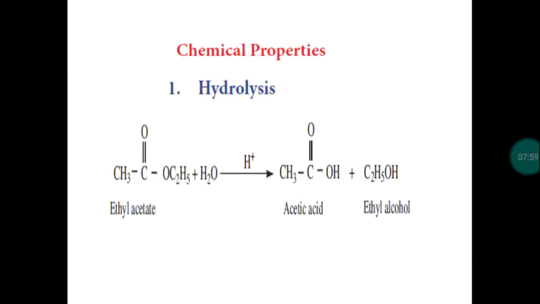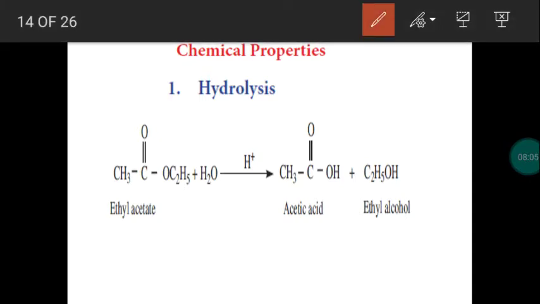Then chemical properties of esters. Hydrolysis of ester. When we do acid catalyzed hydrolysis of ester, we can get acid and alcohol. So in the presence of mineral acid, we do the hydrolysis process. So ester will always produce a carboxylic acid and alcohol.